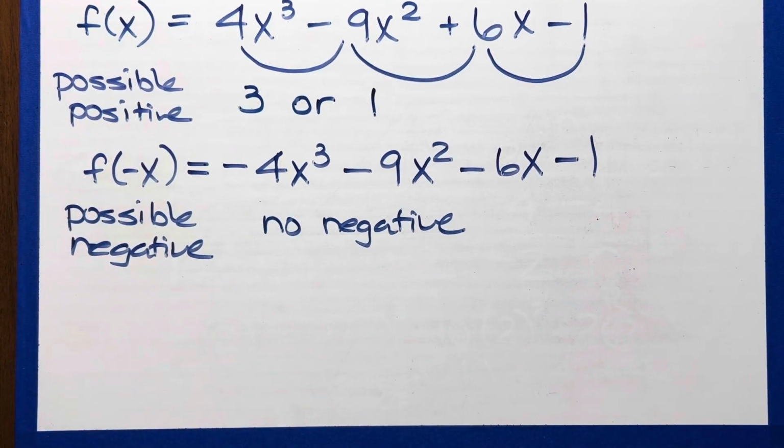And that is how I use Descartes' rule of signs to determine how many possible positive and negative roots I have in a function.